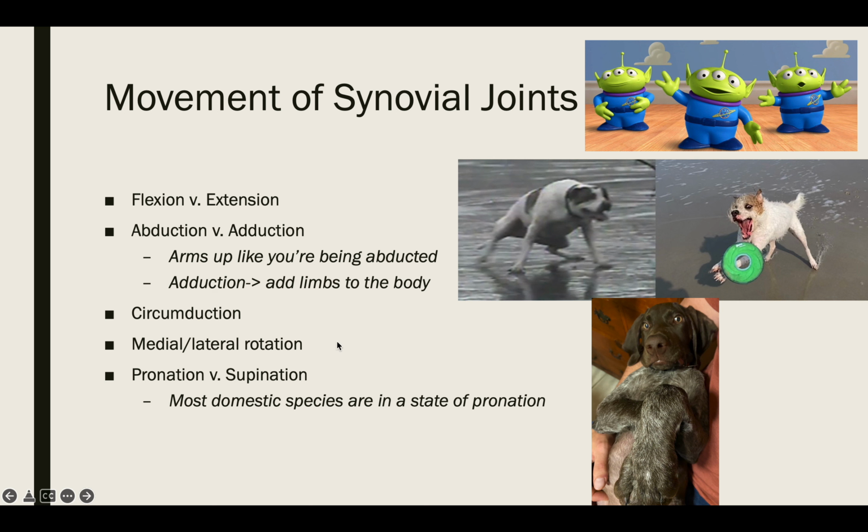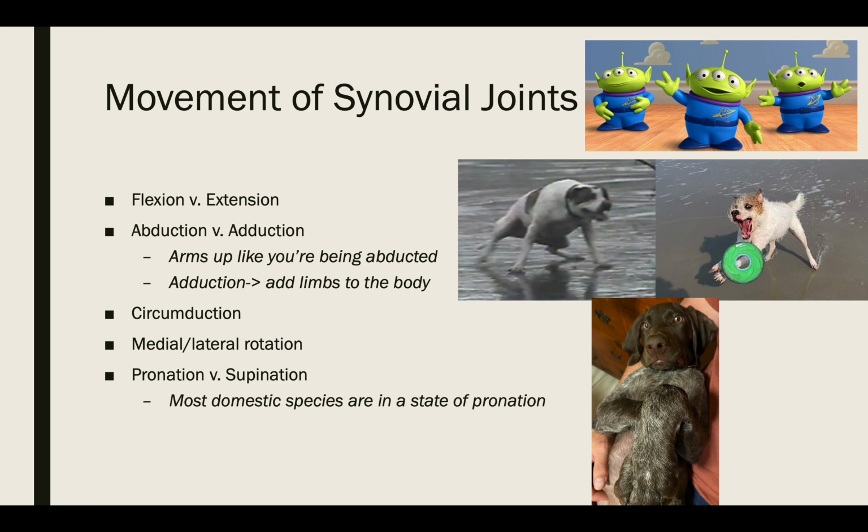Something I didn't know and never really thought of before is that most of your domestic species, so dogs, are always in a state of pronation. So think about your thumb. If you're in pronation, it's going to be on the medial aspect. So it's going to be the most medial digit. So I think their digit 1 is always facing or closest to the medial line in the middle. So you can think about they're always in a state of pronation.